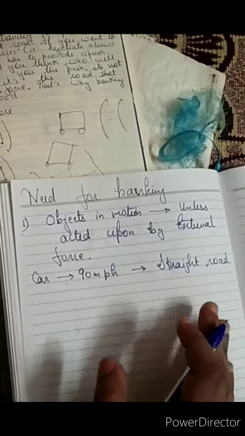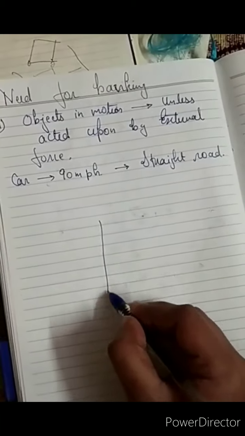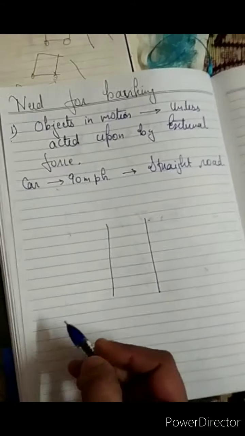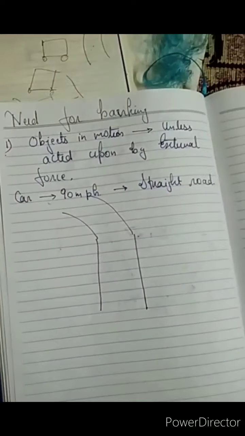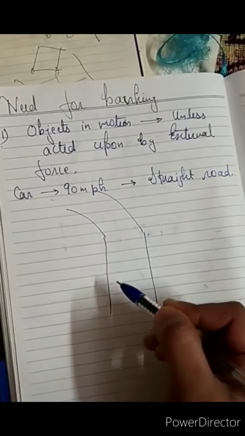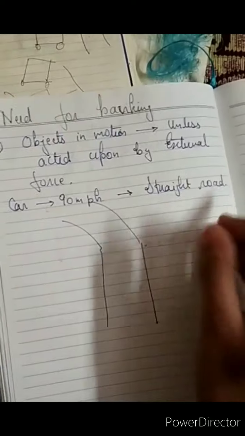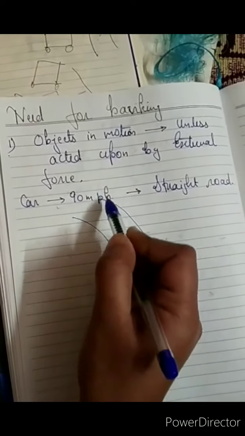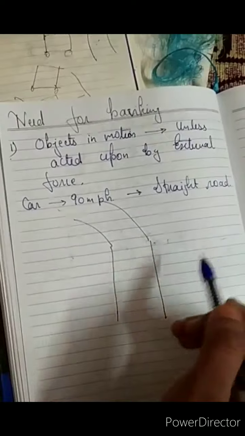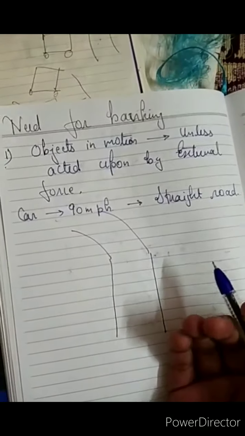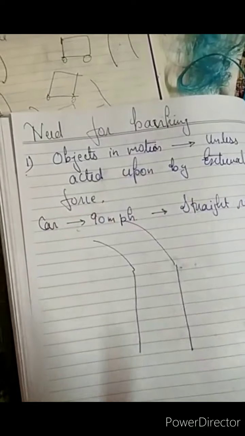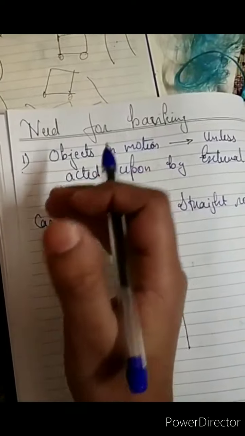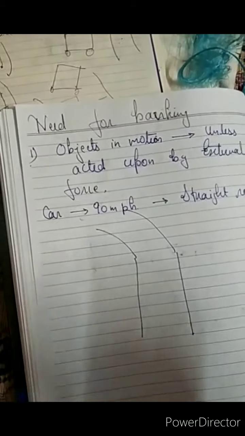If you want to change direction, let's say you are traveling on a straight road and then there's a sudden turn. Now you want to take a turn, that is, you want to negotiate a curve. You want to change direction. Something has to provide you a push to change the direction of your car, to take a turn very smoothly.